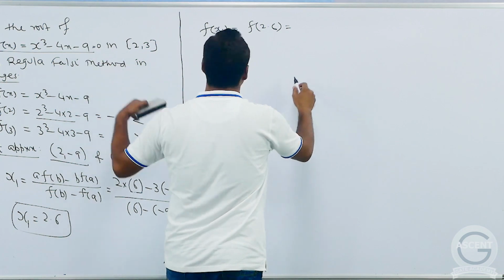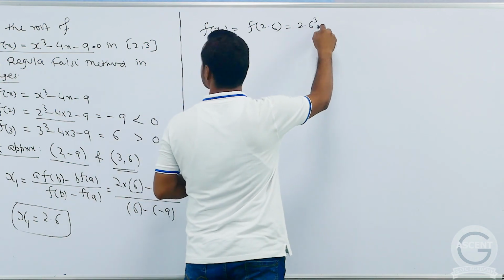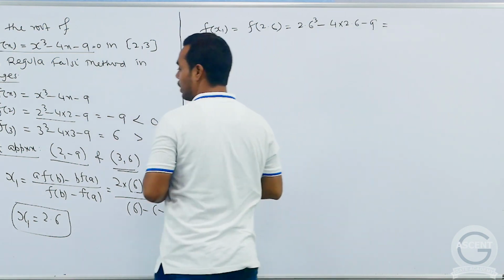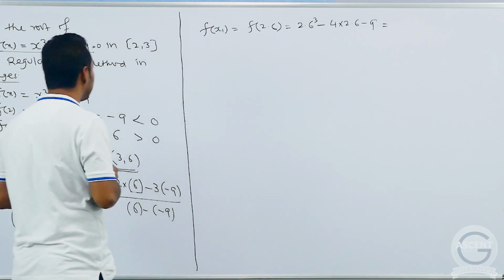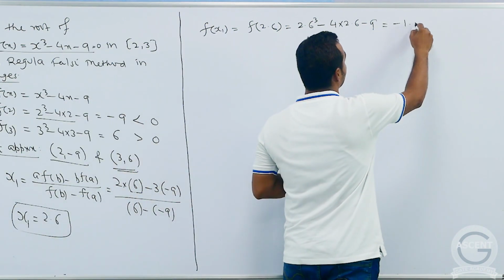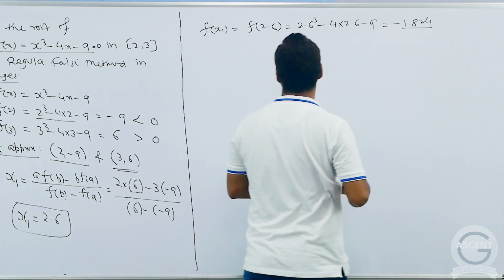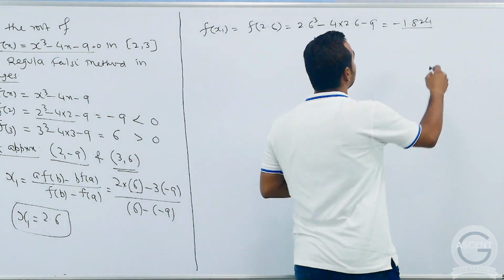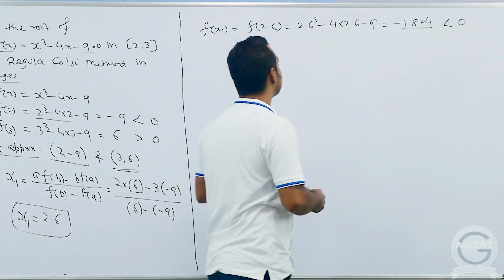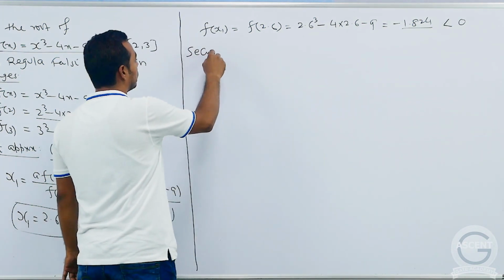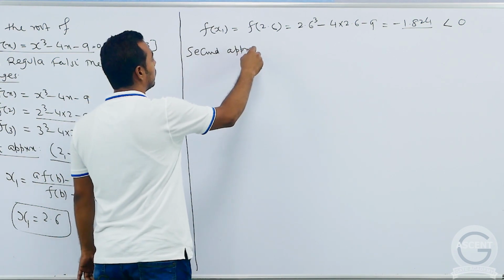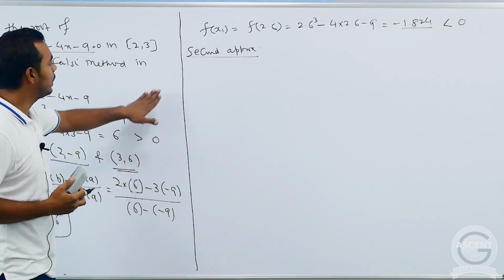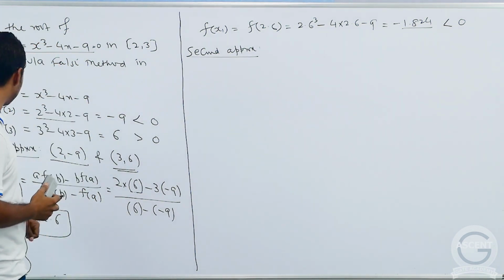Now this is your expression for f of x. So this will be 2.6 cube minus 4 into 2.6 minus 9. Now if you do the calculation, you will find that f of 2.6 will be minus 1.824, and this value is negative. So for the second approximation, we need to use those 2 points. At one point the value of y is positive, at another point the value of y is negative.